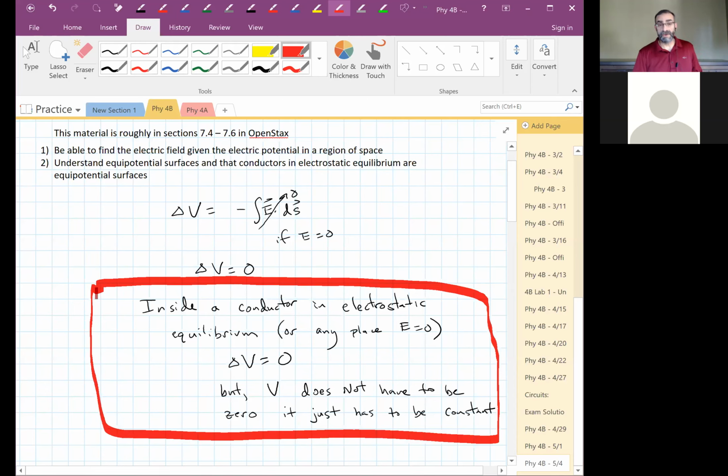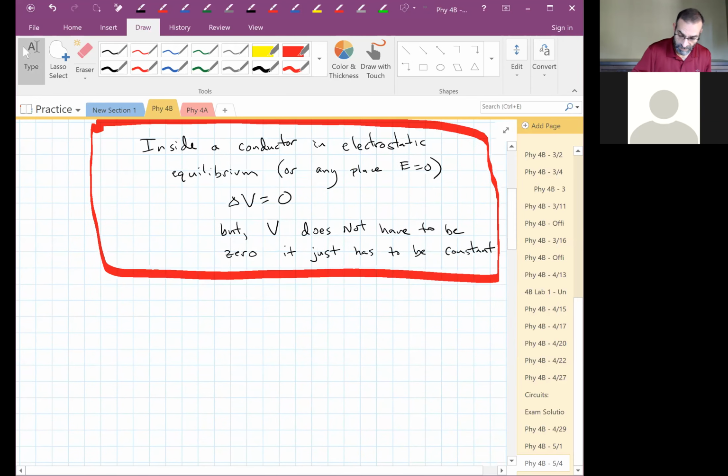Okay, so inside of a conductor or any region where the electric field is 0, delta V has to be 0. That means V has to be a constant. It might be 0. 0 is a constant, right? But it doesn't have to be 0. It has to be whatever it was when you entered that region, right? Whatever that border is. We always make it continuous. Okay. All right, so let's take a look at just a little warm up here.